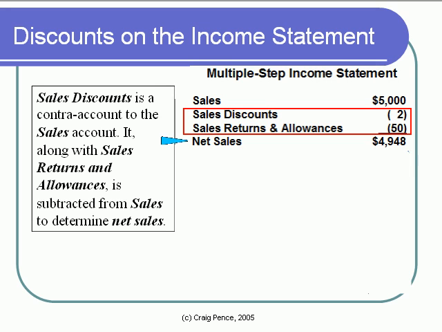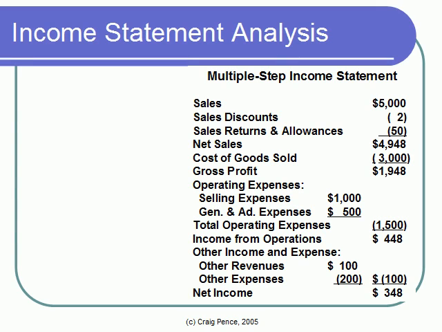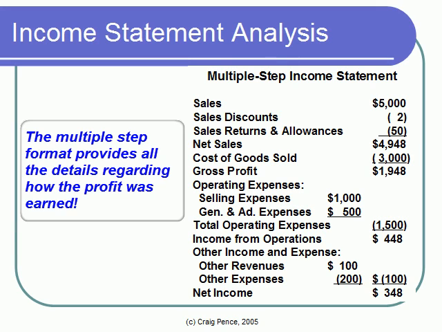in order to arrive at a net sales amount. Note that the invoice price, $5,000, was reduced by sales returns and allowances of $50, and then because the customer paid early, another $2 was taken off the sales price. So the net amount received from the customer overall from the sale was $4,948.